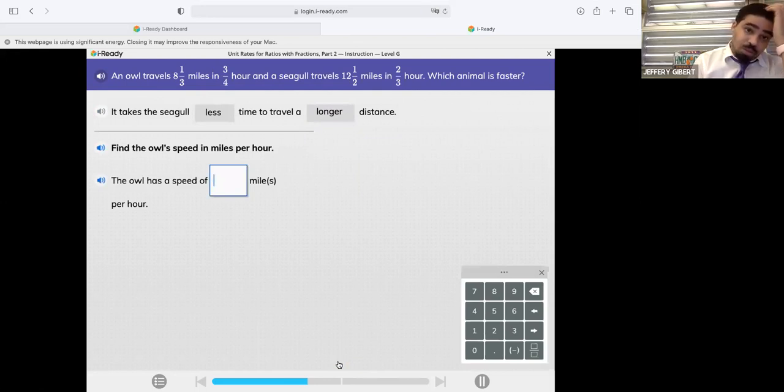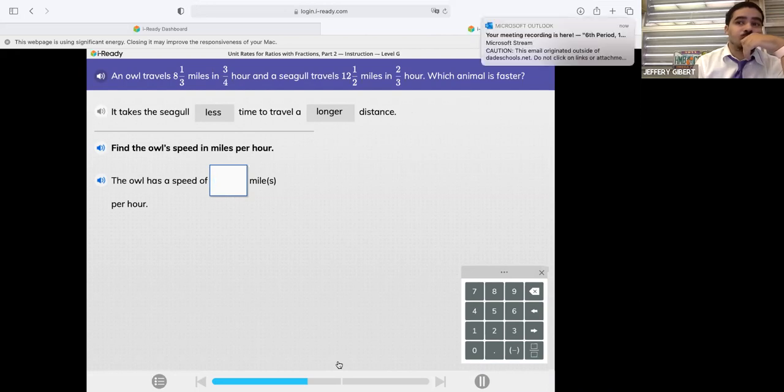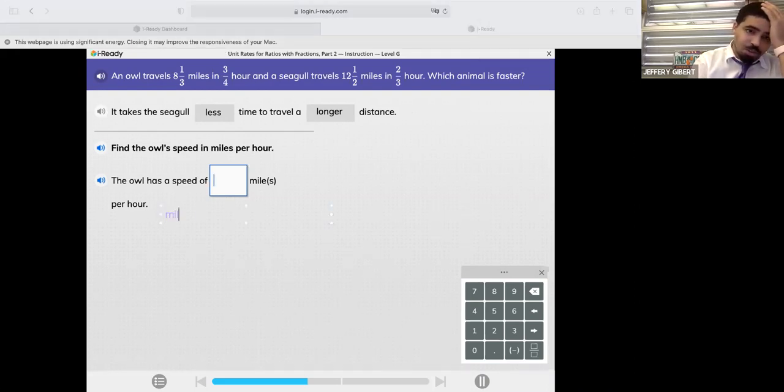All right, so Kayla Moss, miles per hour. Is that miles over hours or hours over miles? Miles over hour. All right. So we need to convert the miles to an improper fraction. So what does 8 1/3 become if you convert it to an improper fraction? 25 over 3. All right, how'd you get that?